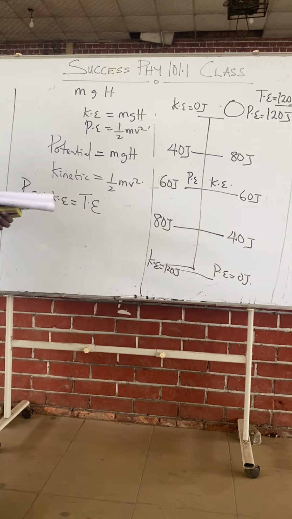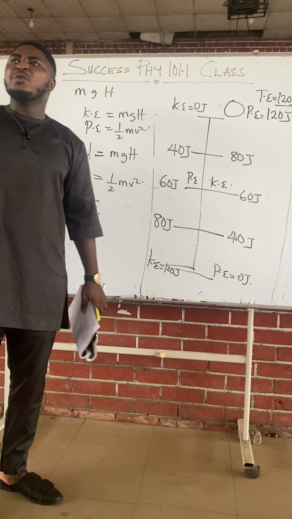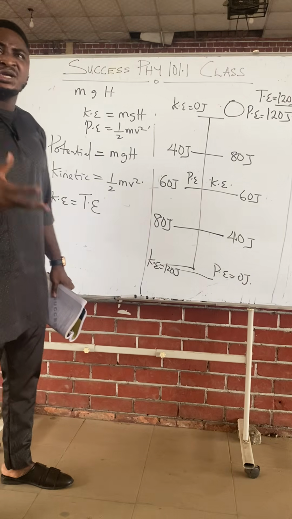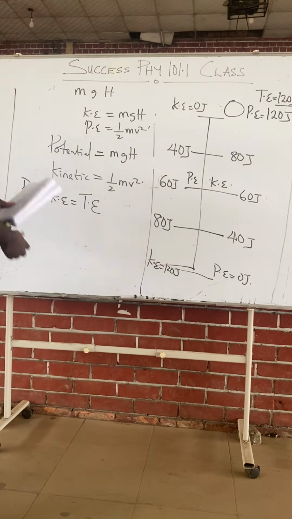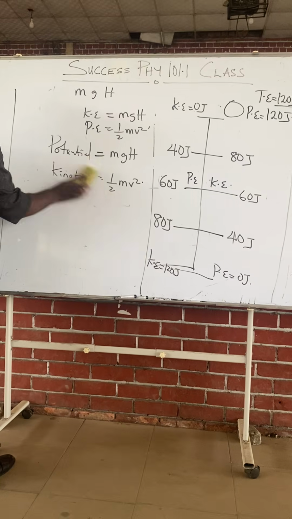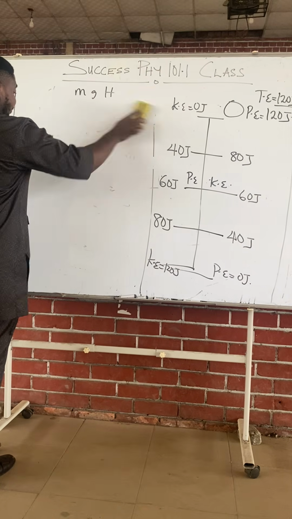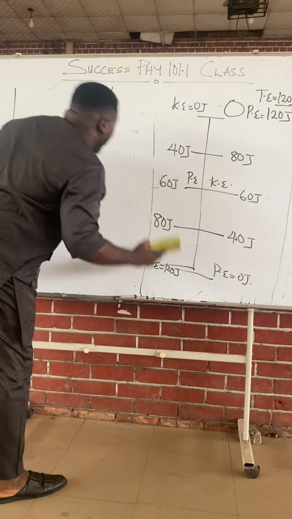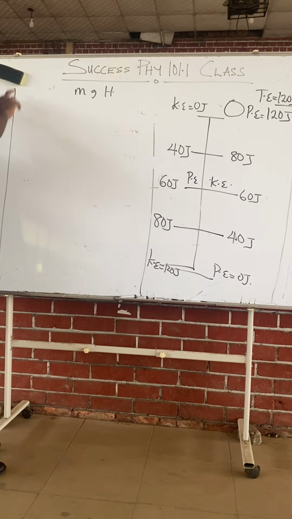Now, class, this is for when a body is coming down. Can we also study the dynamics of a body's potential and kinetic energy when the body is going up against gravity? We have looked at when the body is coming down. Let's look at the changes that occur when the body is going up.